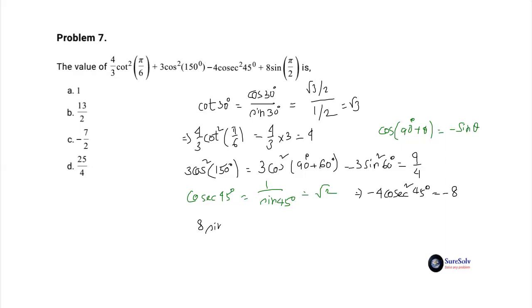As 8 sin pi by 2 equal to 8 sin 90 degree equal to 8, the last two terms cancel out, and the target expression evaluates to E equal to 4 plus 9 by 4 equal to 25 by 4. Answer is option D, 25 by 4. With a little care, the problem is quite easy after all. Let's see the next problem.